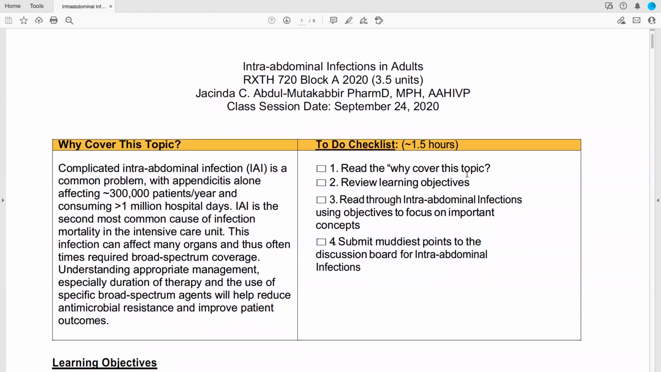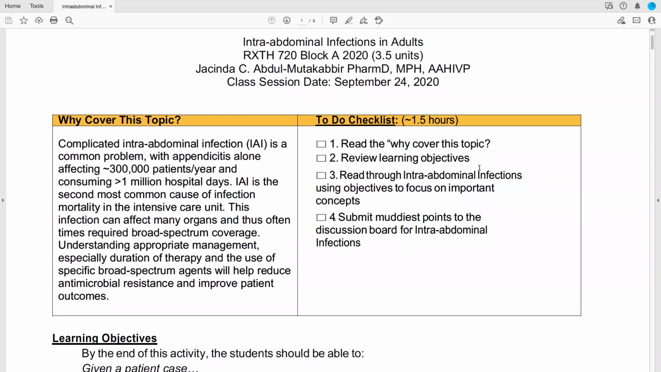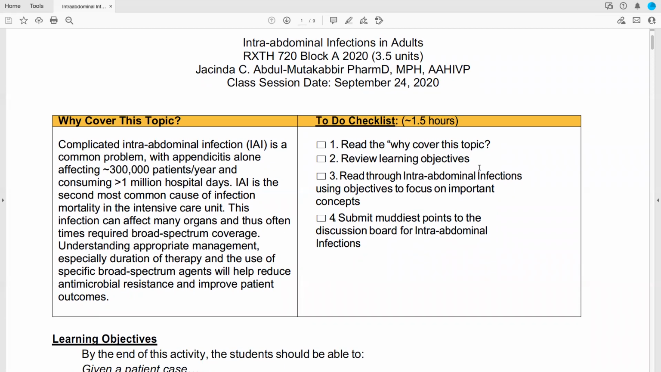So first and foremost, complicated intra-abdominal infection is a common problem, with appendicitis alone affecting 300,000 patients per year and consuming greater than 1 million hospital days. So IAI is very serious, and it's the second most common cause of infection mortality in the intensive care unit. This infection can affect many organs, and thus at times antibiotic coverage will need to be broad in spectrum. Understanding the appropriate management, especially the duration of therapy and what broad agents will be required for specific agents, will be very, very important for you all as you are navigating this.